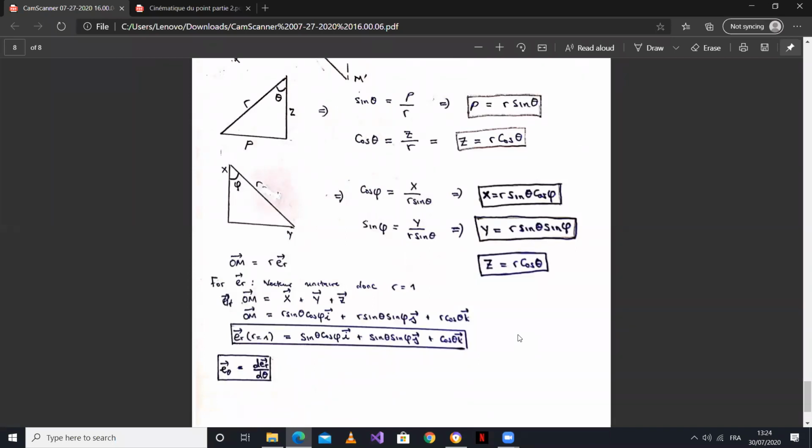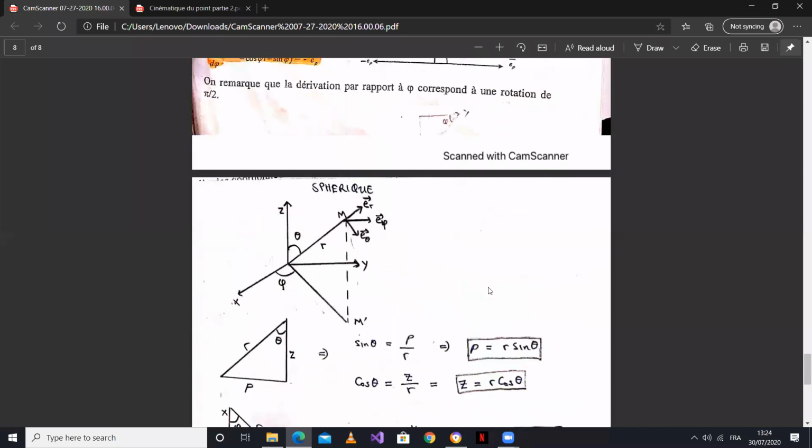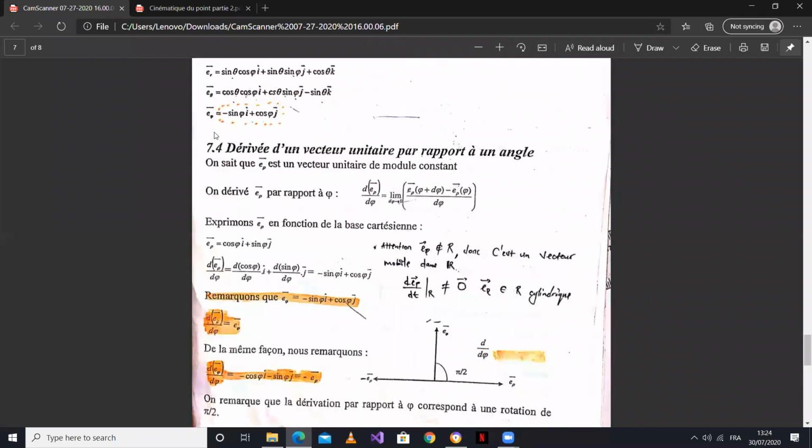Then, like I did yesterday when I was trying to show you, we are now going to try and find this one here, this one.